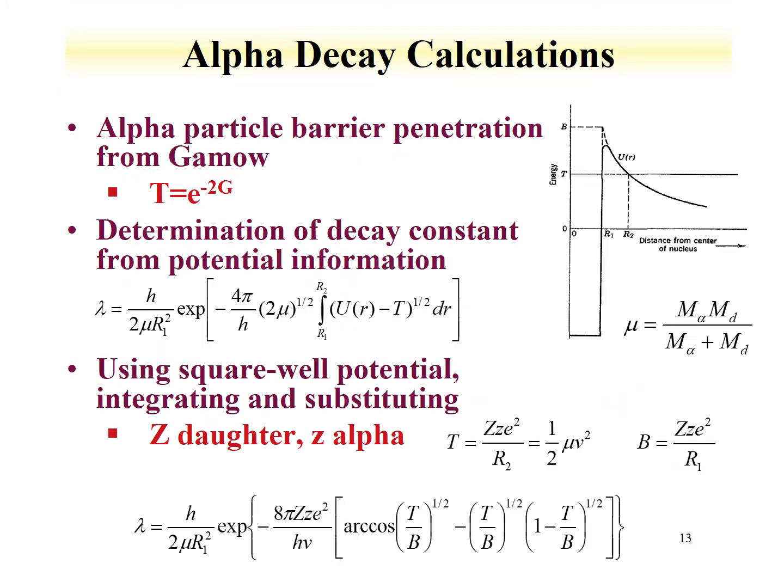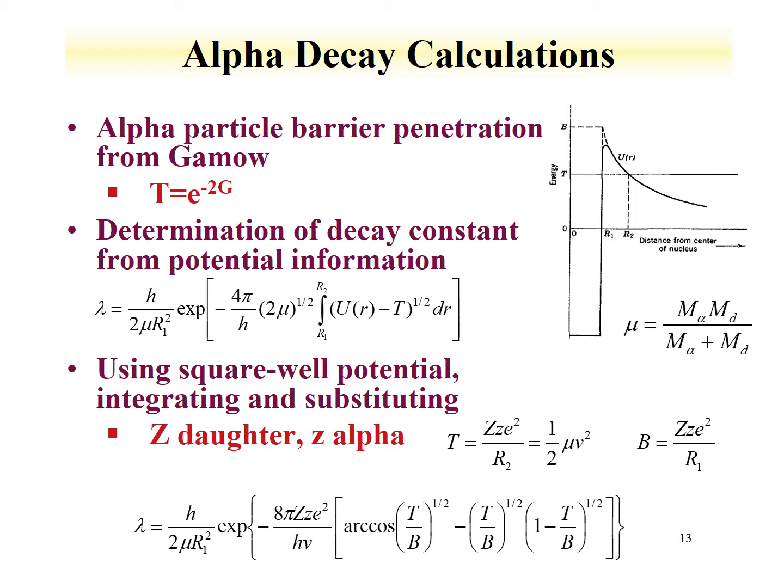Now, there's an equation that evaluates this called the Gamow equation, which is listed here. This can be used to evaluate the decay constant for alpha decay. We can determine that decay constant from the potential. Here's our nuclear potential. And fundamentally, we've got some energy here, T. The alpha particle is at this energy, so what's the probability of it penetrating this barrier? That's all we're really interested in. And we get this equation that's listed here.